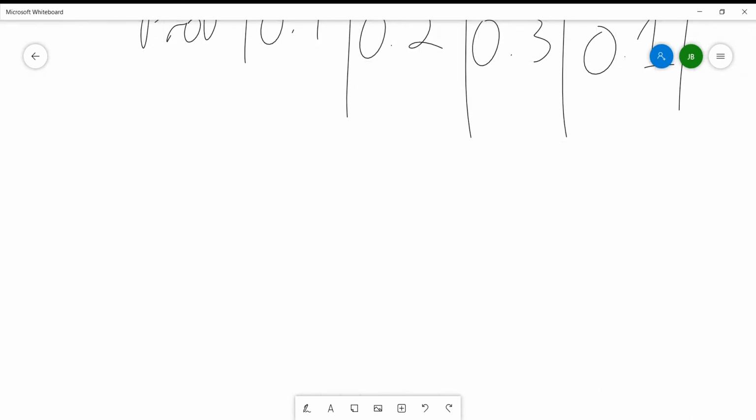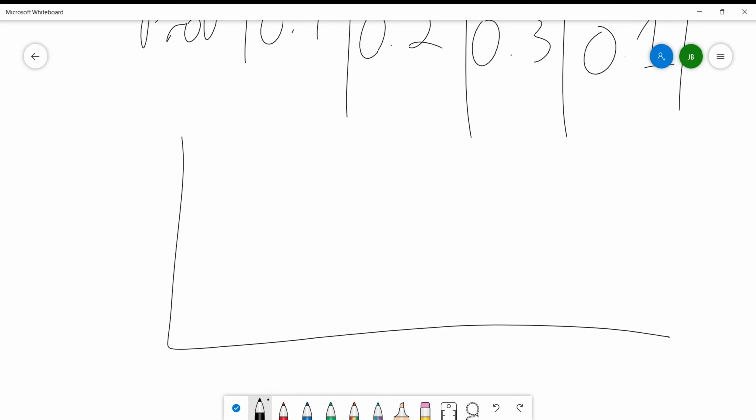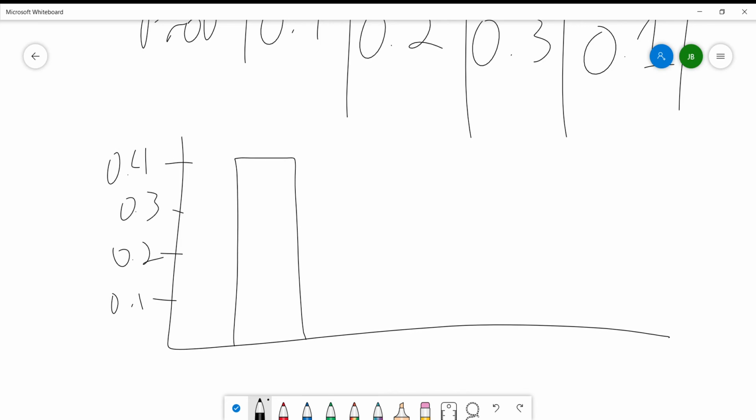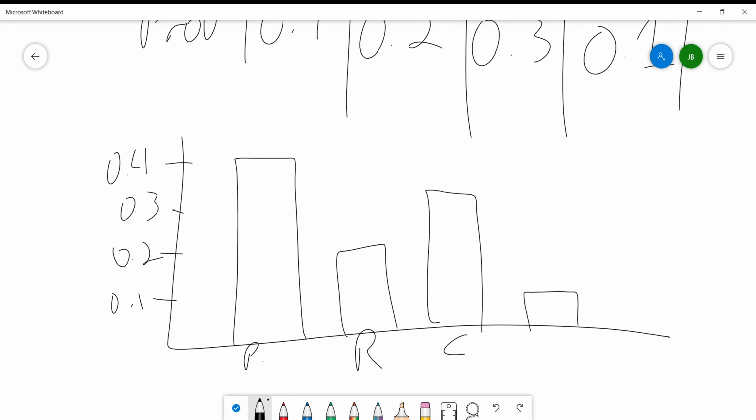So then the graph will look like this. Up here we have 0.4, or 40%. 0.1, 0.2, 0.3. And so the peppermint goes all the way up to here. That's pep. The raz goes up to the 0.2. The cam goes up to 0.3, or thereabouts. And then sad little blackberry.